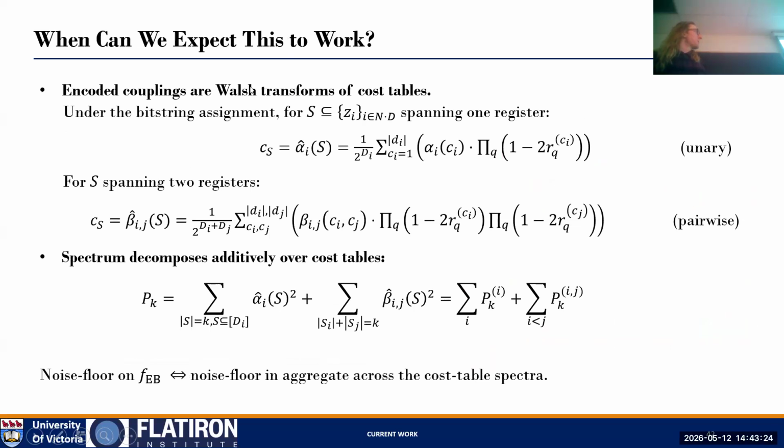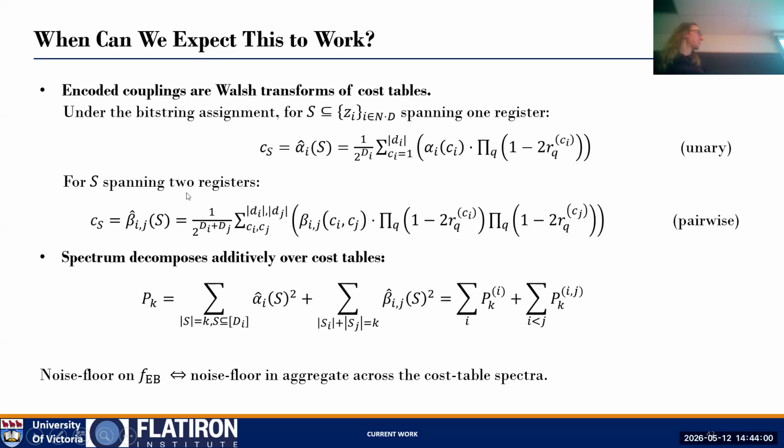So we can expect this to work under that noise-poor condition that I mentioned. This slide is to show that we don't actually need to, we can just carry out the Walsh-Hadamard transform on the original cost tables themselves before converting to the exact binary representation. So the coefficients of our HUBO end up being the Walsh coefficients of our original cost function. That's true for subsets of variables spanning one register.